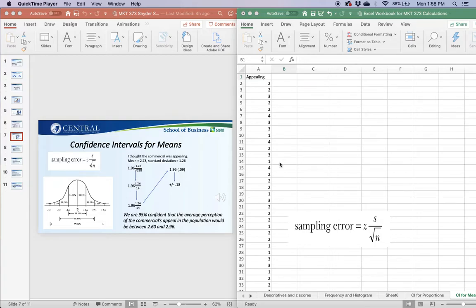Hi everybody, this is Dr. Snyder back once again. In this screencast, I'm going to show you how to calculate confidence intervals for means.